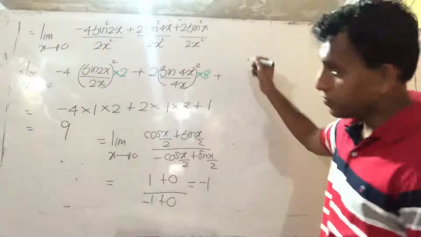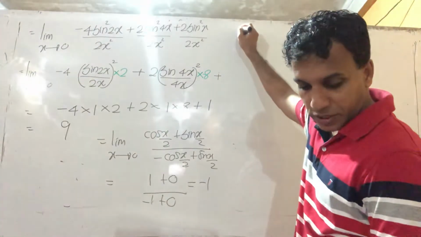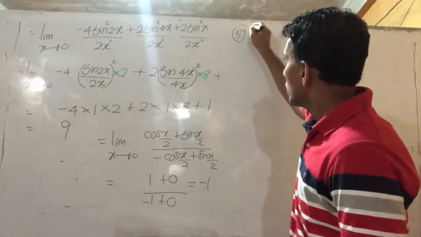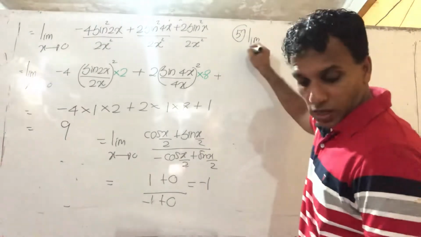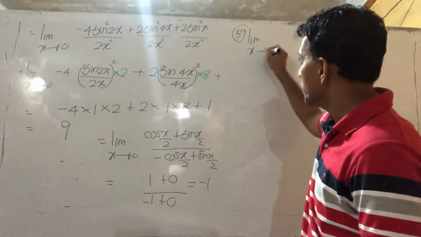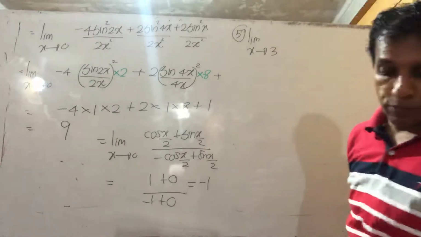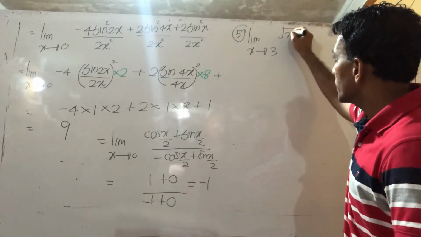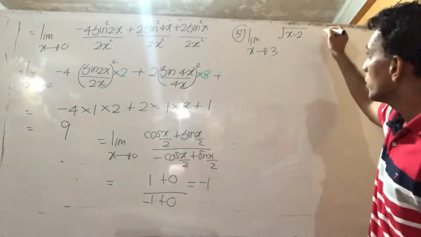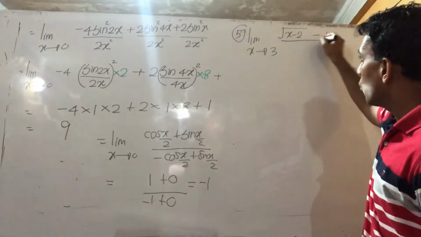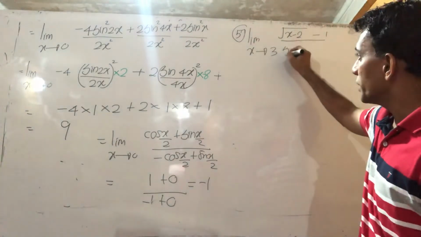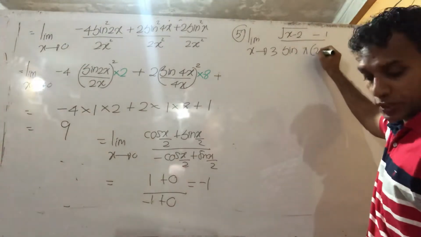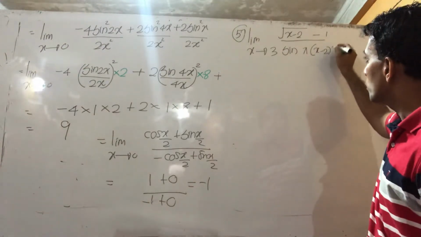Next question, 57th problem. Limit x approaches 3, square root of x minus 2, minus 1, over sine pi into x minus 3.